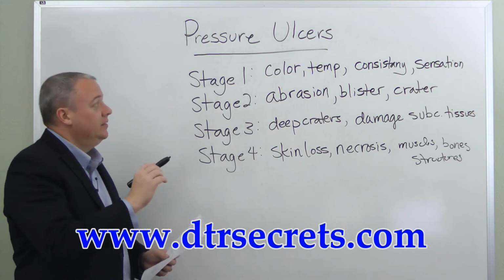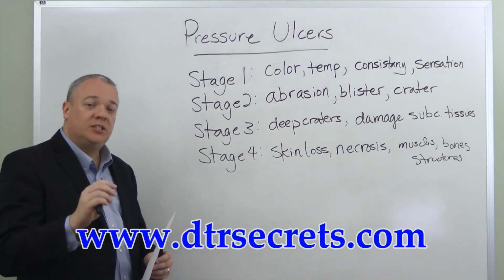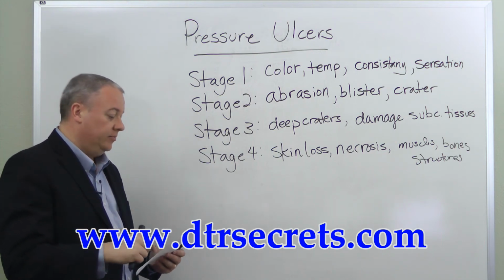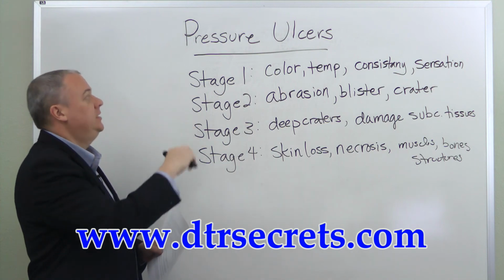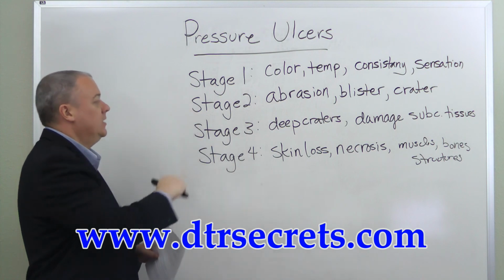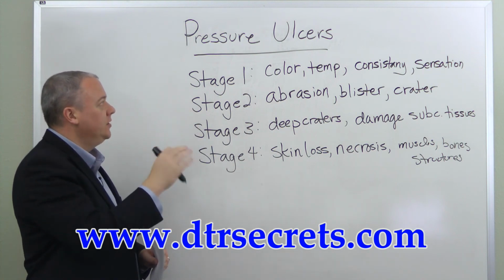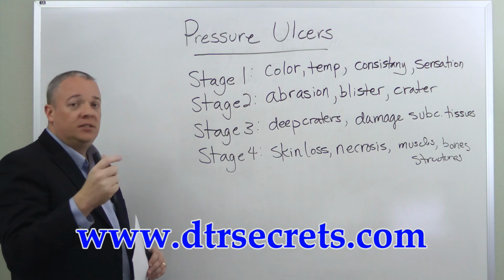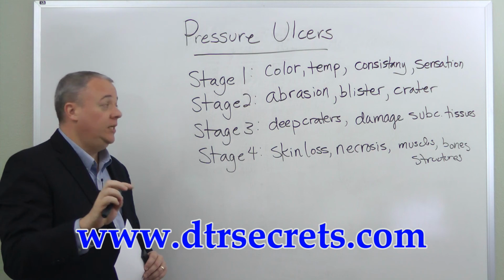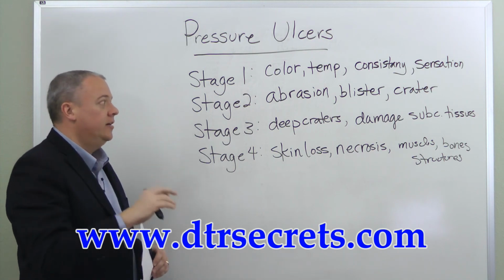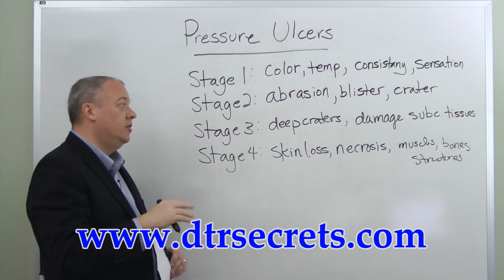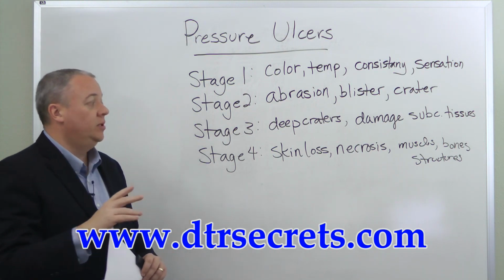So by observing the person and looking especially at those places over bony protuberances like the heels, the sacrum, the coccyx, and other such areas, look for these differentiations, and when you notice them, you have a pressure ulcer there, and then be able to recognize which stage we're talking about. Stage 1, difference in color, temperature, skin consistency, or the sensation of the person as it's being touched. Stage 2, an open, obvious abrasion, blister, or shallow crater. Stage 3, deep craters and damage to the subcutaneous tissues. And then stage 4, very obvious, with skin loss, skin necrosis, and damage to the connecting muscles, bones, and other structures.